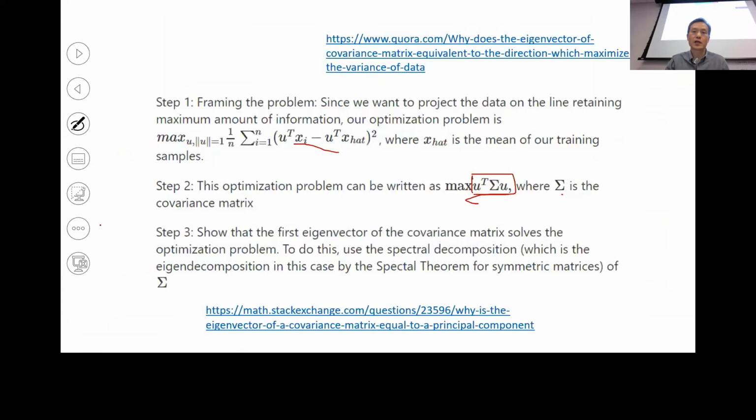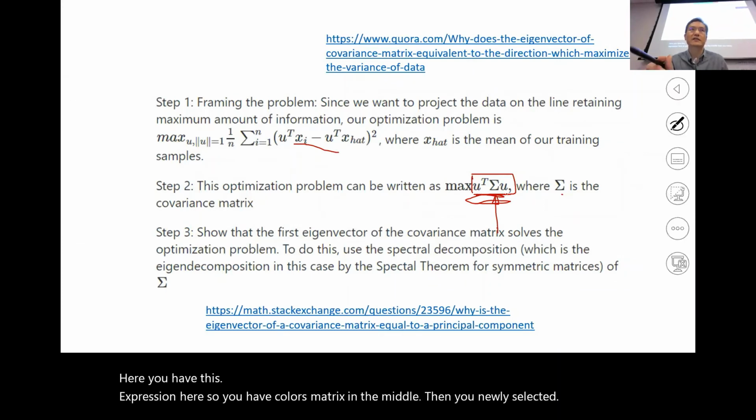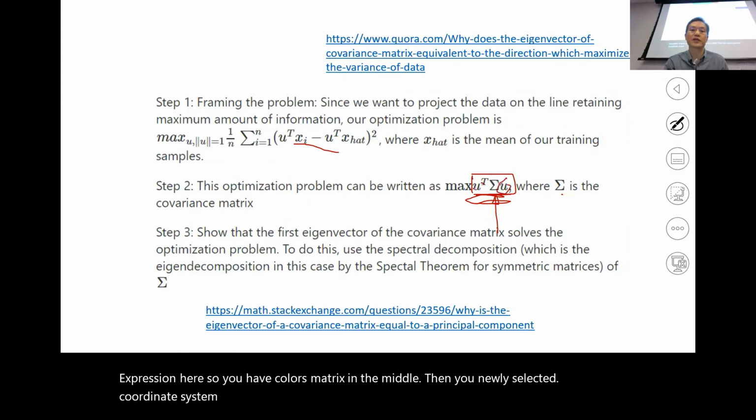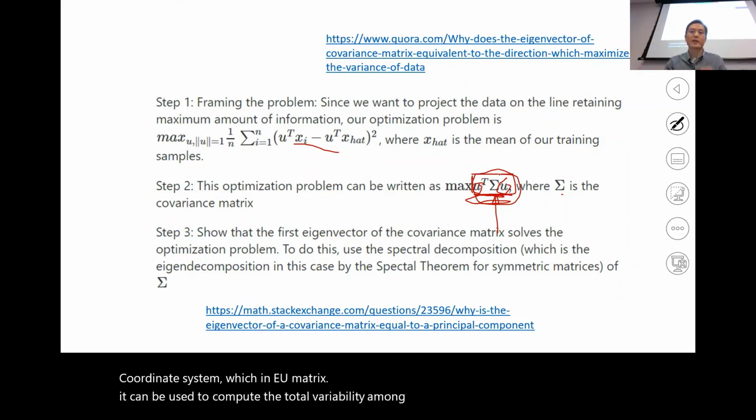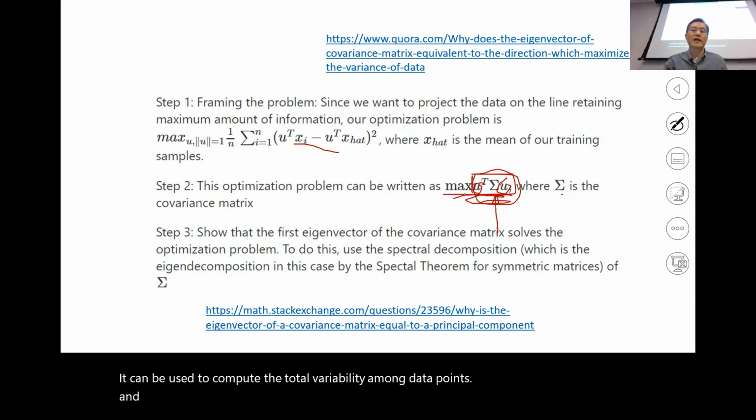Okay, so that's why you have this expression here. You have a covariance matrix in the middle, then the newly selected coordinate system, the U matrix, which can be used to compute the total variability among data points. And then you try to maximize that.